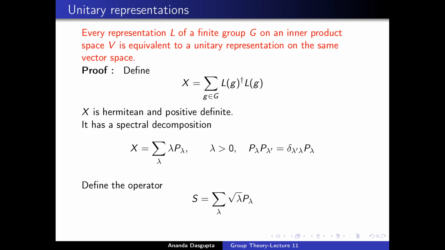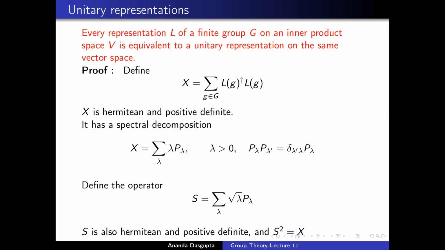Now, using the fact that the P_lambda are projection operators, it's very easy to verify that if you were to square the operator S, that is multiplied by itself, you are going to get X. So this S is a Hermitian positive definite operator and squares to X. As you will soon see, it is this operator S which is the one which will be used to carry out the similarity transformation, which will change the representation to a unitary one.